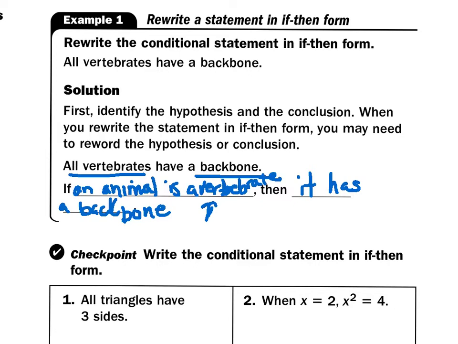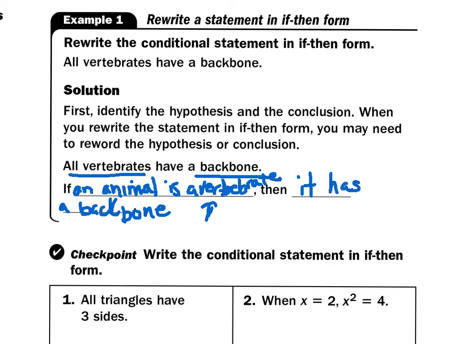Okay, so this is a conditional statement that we turned into an if-then form. So let's talk real fast about the 4 forms of this one, just because we have it written already. What would be the negation of this? Negation for this is to negate both parts. So we could say for the negation, if an animal is not a vertebrate, then it does not have a backbone.